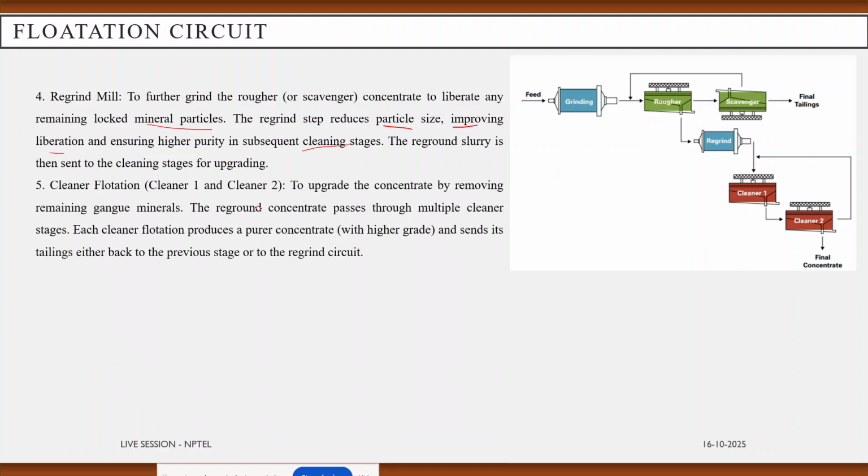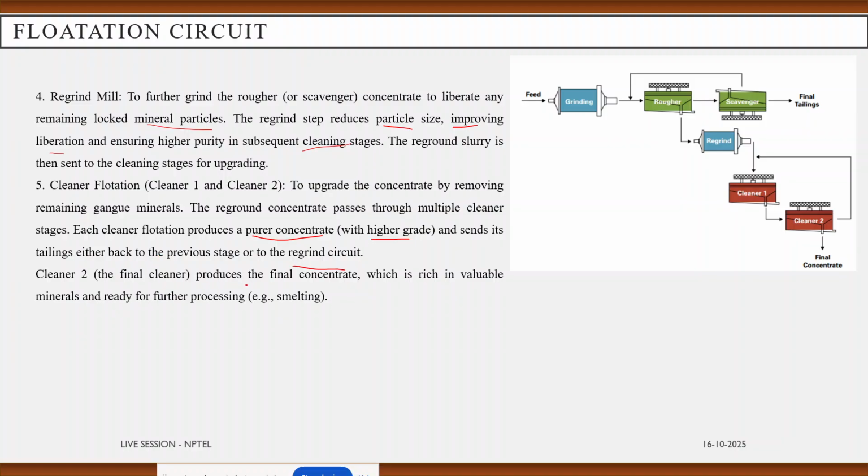So cleaner flotation, that is cleaner one stage, is to upgrade the concentrate by removing the remaining gangue minerals. The reground concentrate passes through multiple cleaner stages, where each cleaner flotation produces a purer concentrate with high grade and sends its tailing either back to the previous stage or to the regrinding circuit. Whereas cleaner 2 produces the final concentrate which is rich in valuable mineral and ready for further processing, which is smelting.